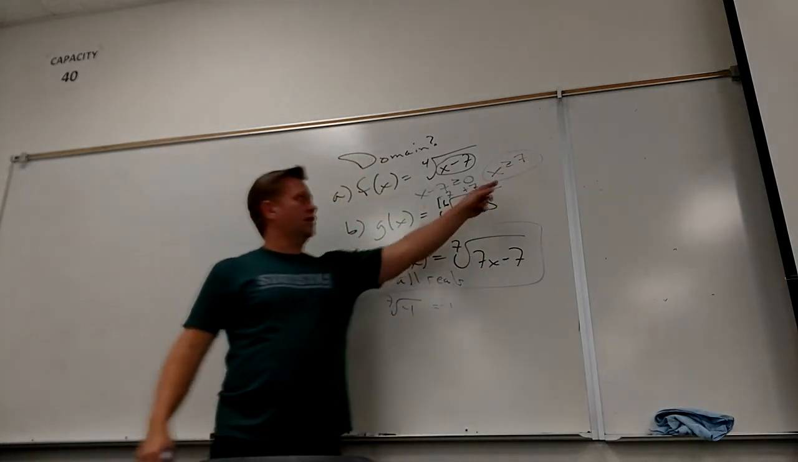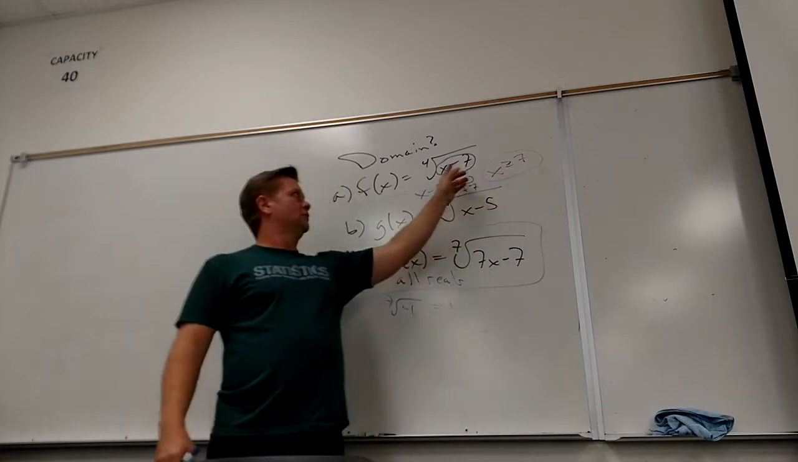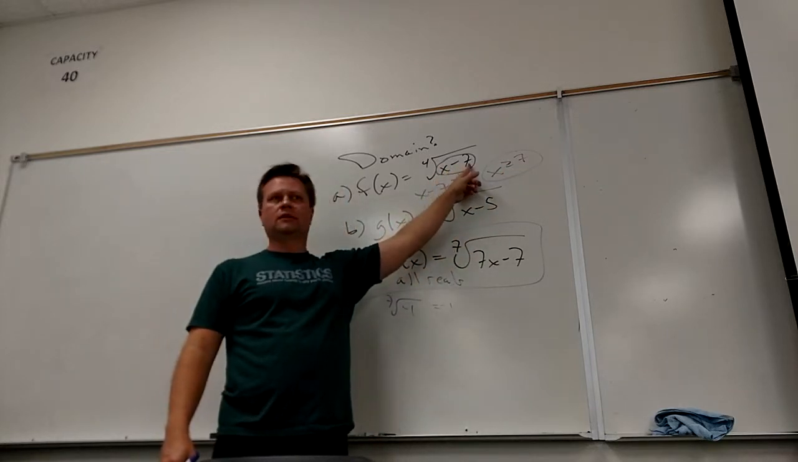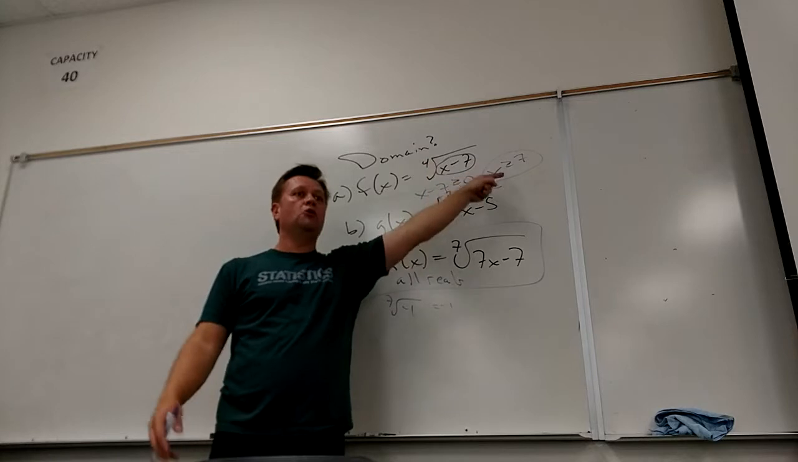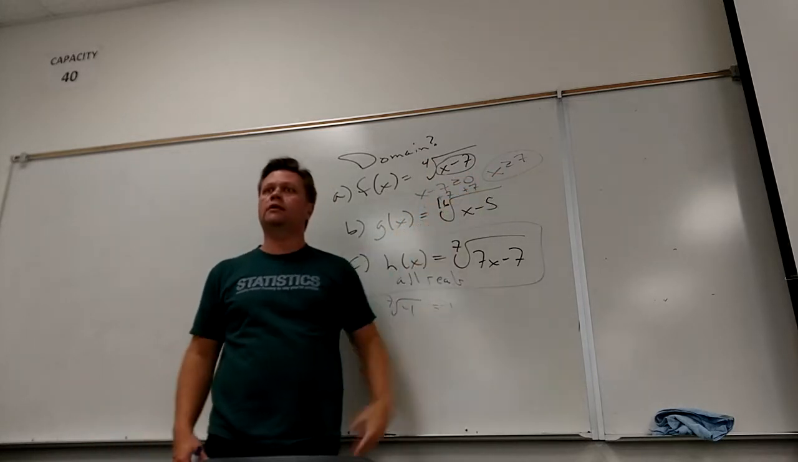A real quick way to check this is pick something that's not that. Like 6. What's 6 minus 7? -1, you can't do that. Good, then it kind of makes sense. That seems like it probably is right.